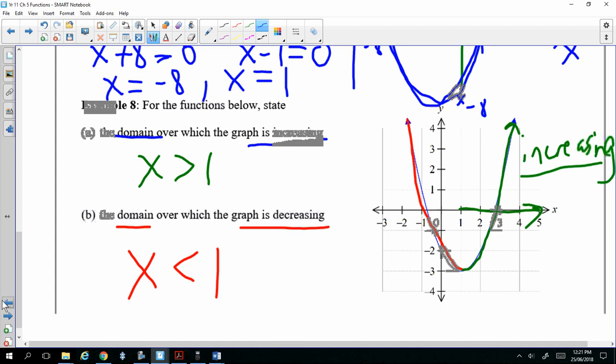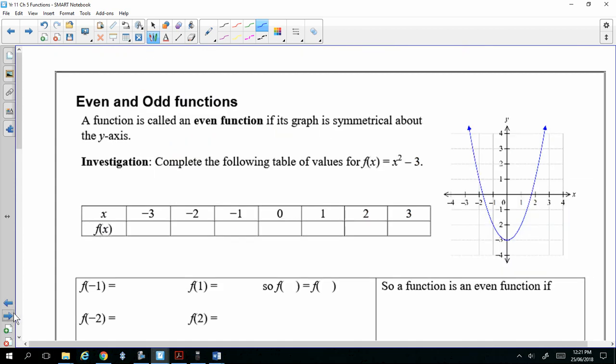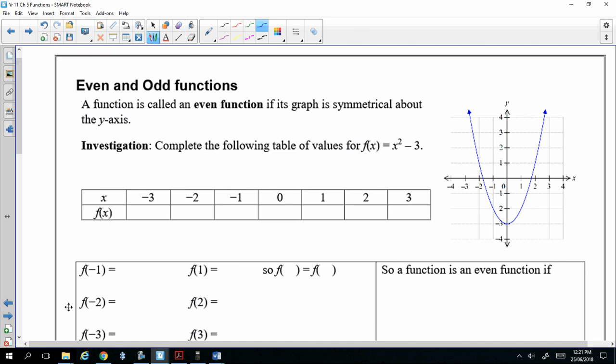What's an even function? The definition says that the graph is symmetrical about the y-axis. Is this graph symmetrical? Yes, it is. So we say it's an even function. We need to find a way of proving it's an even function without drawing the graph. How do I do that? Let's do a table of values first. I want to substitute -3 into the x. Actually, find out what f(-1) is. Actually, do the table of values.